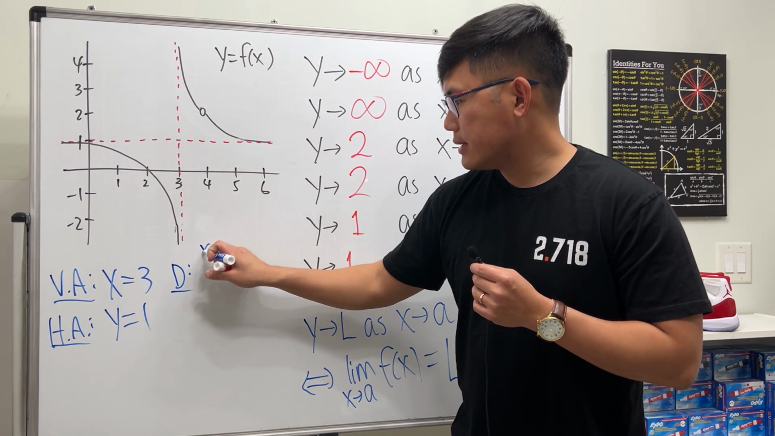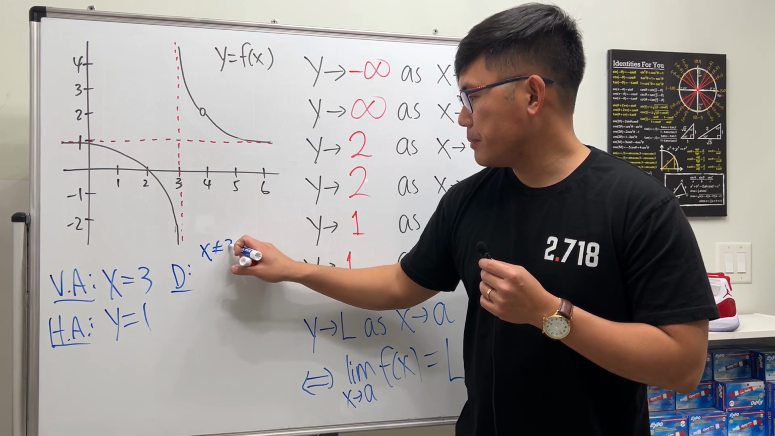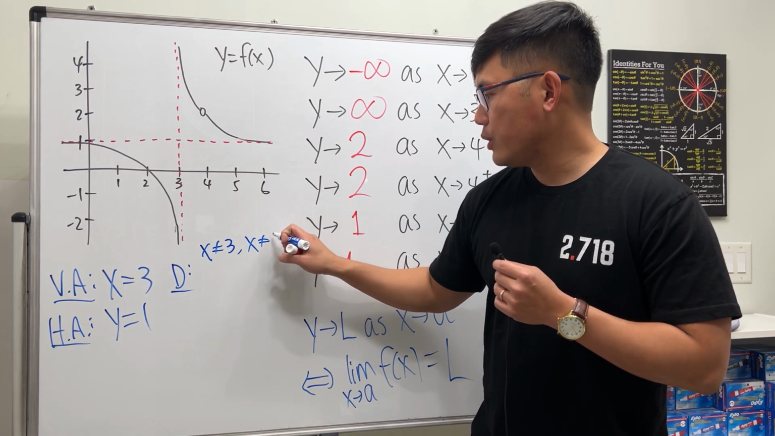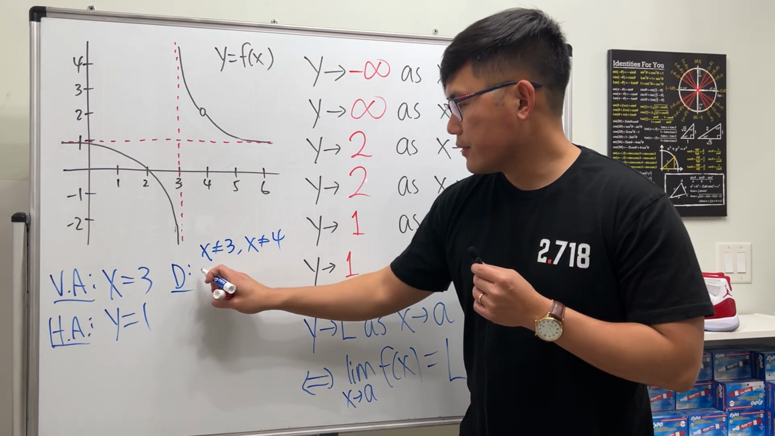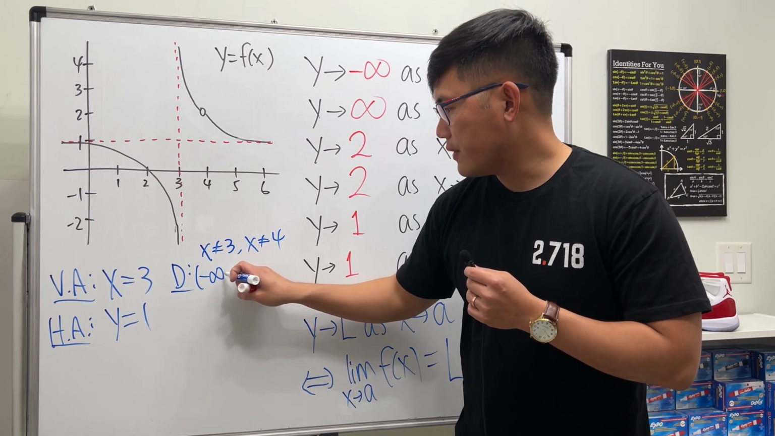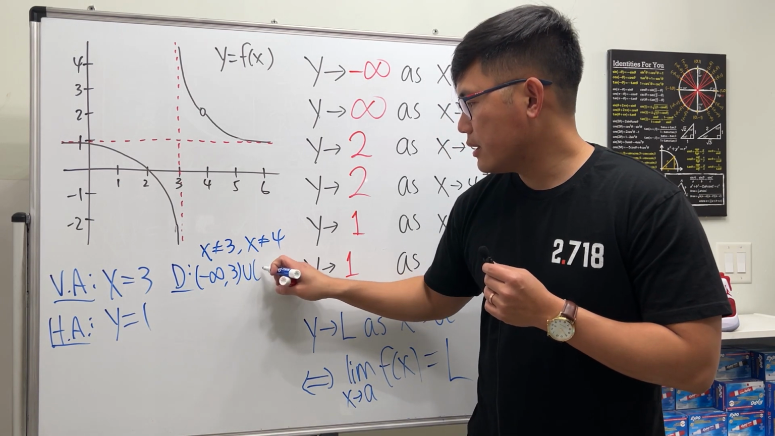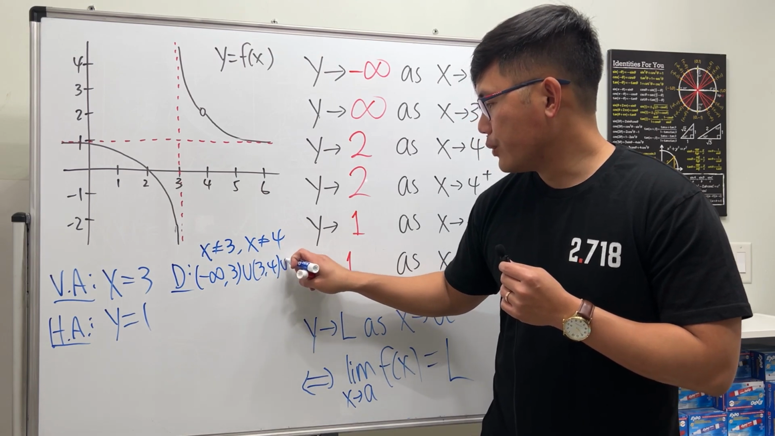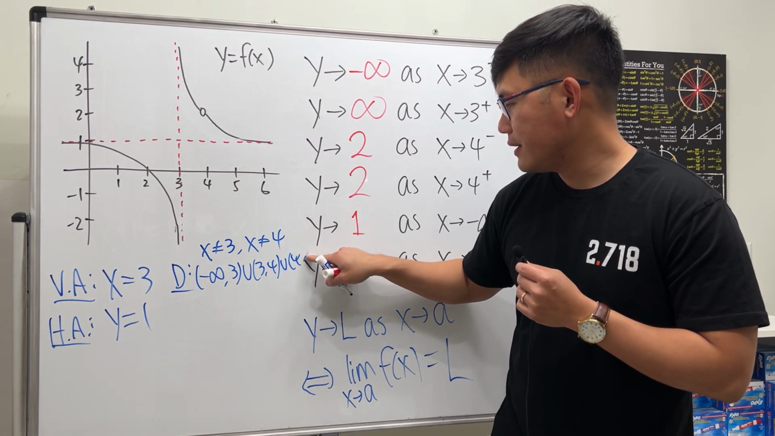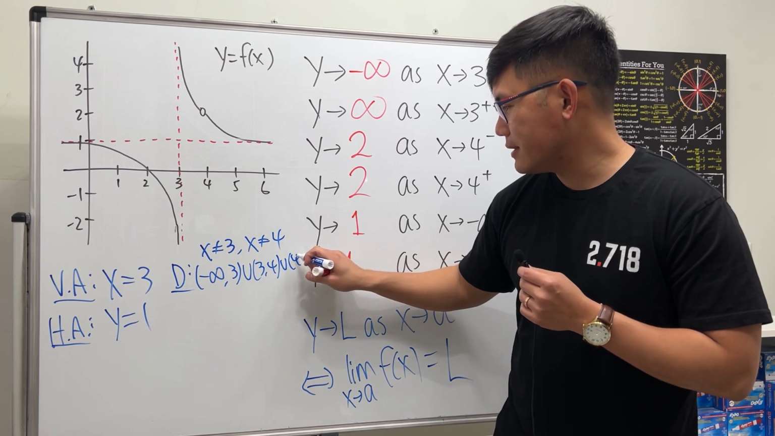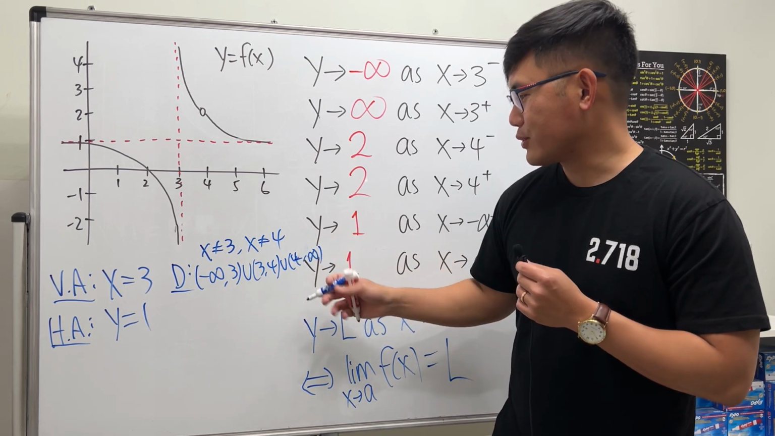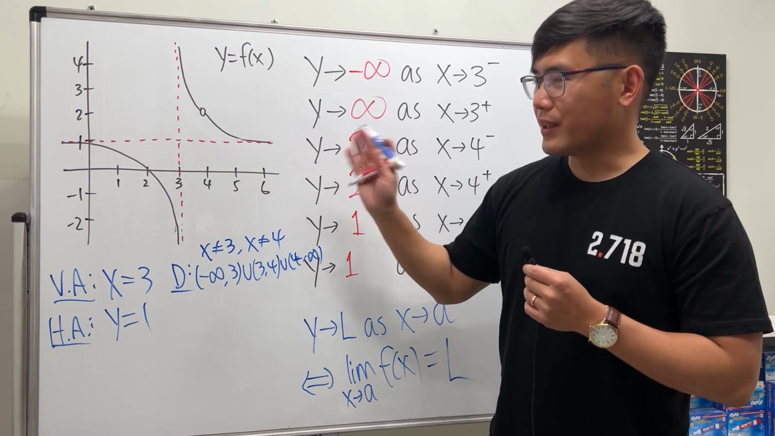So let me just write this down right here for you guys first. x cannot be equal to 3, x cannot be equal to 4. In interval notation, I will just write from negative infinity to 3, union 3 to 4, union 4 to infinity. I knew I wouldn't have enough space, but I try my best. Yeah. All right, so that's that.